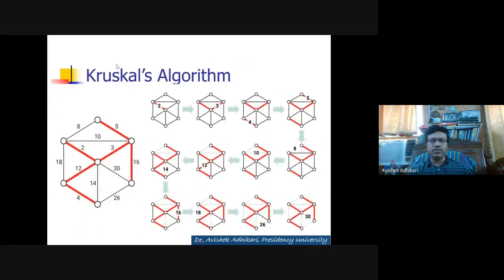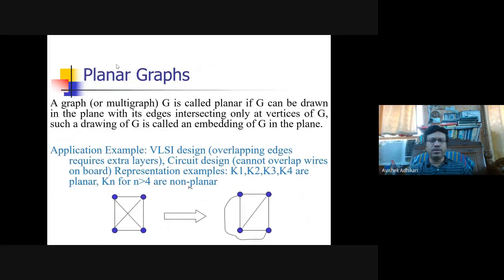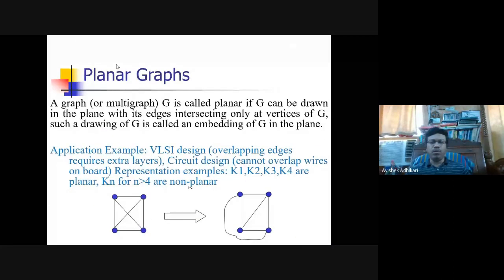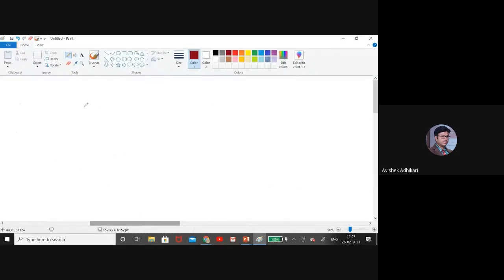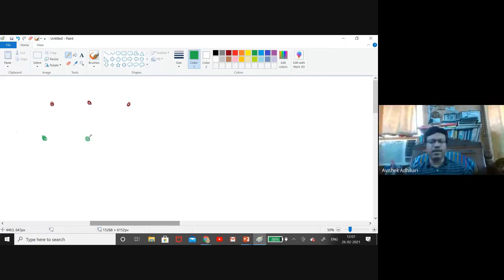In today's class, we are going to cover another very important aspect of graph theory, and that is known as planar graphs. In my first class, when I started graph theory as an application, I talked about the utility problem example. Suppose there are three houses and three services, for example the electricity line, maybe the cable line, and maybe the water line. So they are the three utilities.